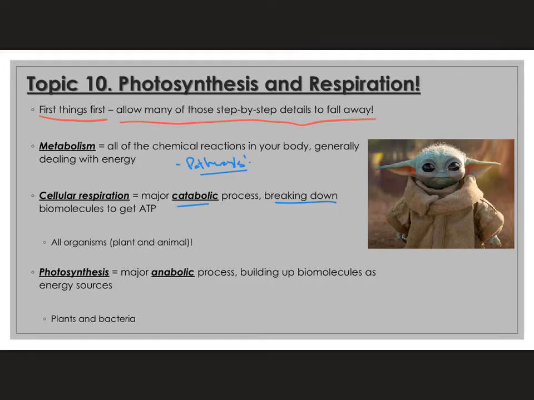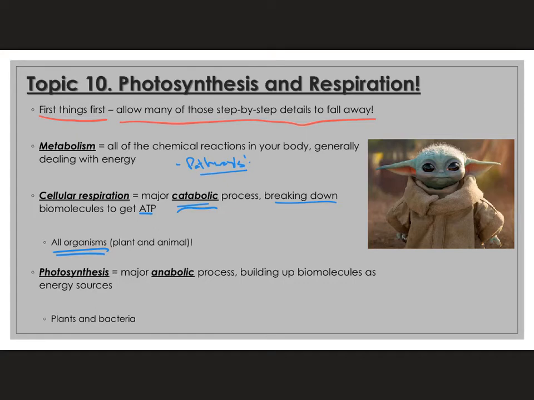So if we start with carbs or proteins or lipids, we're going to go through these catabolic pathways to generate ATP from those biomolecules. And don't forget, cellular respiration can occur in all organisms, plant, animal, bacterial, right? If there are cells and those cells are alive, they are probably doing some sort of cellular respiration.